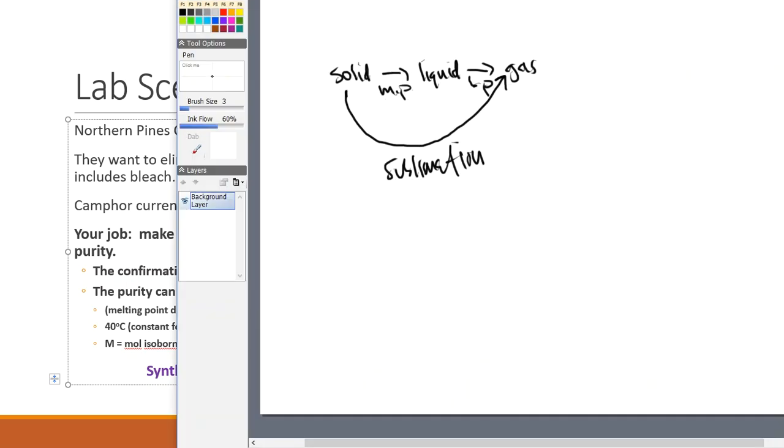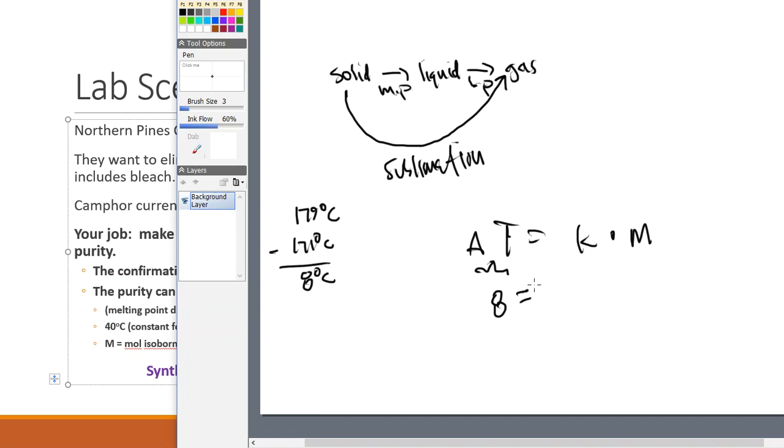All right? So let me draw this out for a minute. Change of T equals Kf times m. So change of T is going to be the temperature difference. Let's say that your product should be melting at 179 because that's camphor's melting point, but when you do it, you actually got 171 instead. So you take the difference, 179 minus 171, that's 8 degrees, and 8 will go in for change of T. The Kf will always be 40, and then the m is what you're solving for.